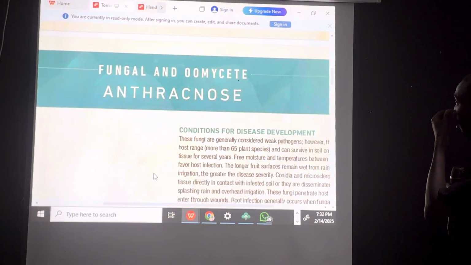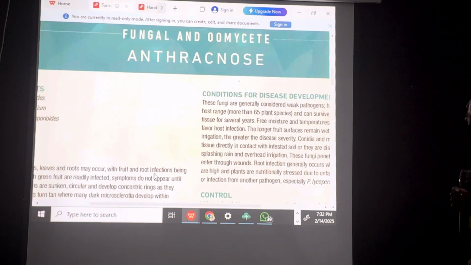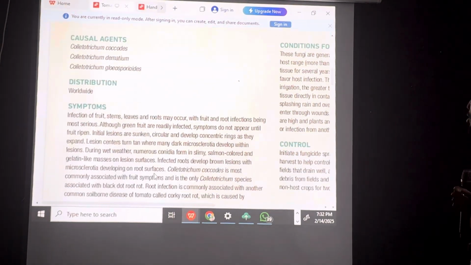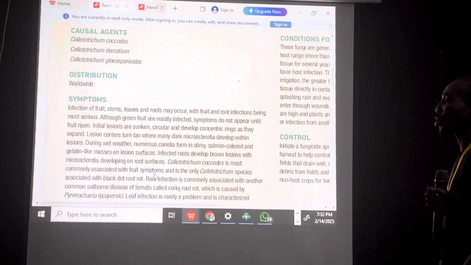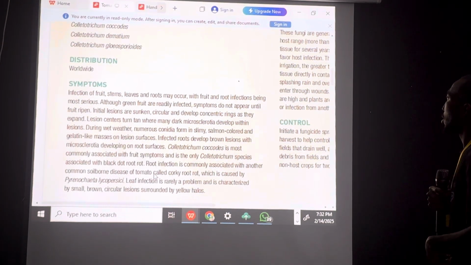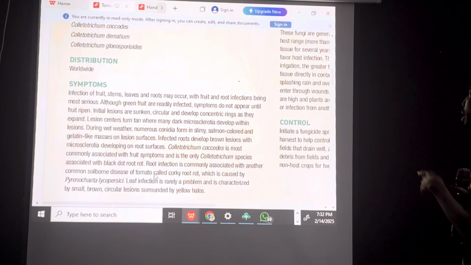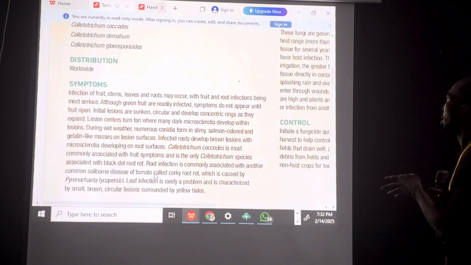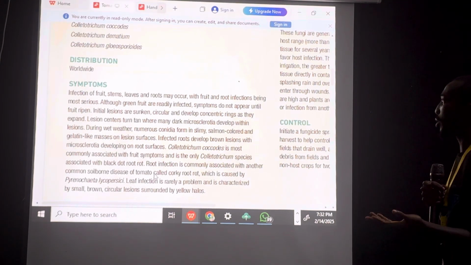So the second fungus that we want to look at is anthracnose. These are the cultural details. Distribution: we can find it anywhere. Then infection symptoms: infection of fruits, stem, leaf, and root may occur, with fruit and leaf infection being most serious.